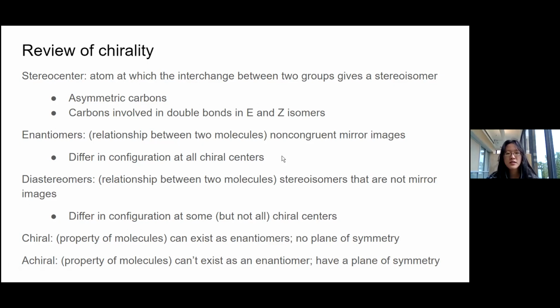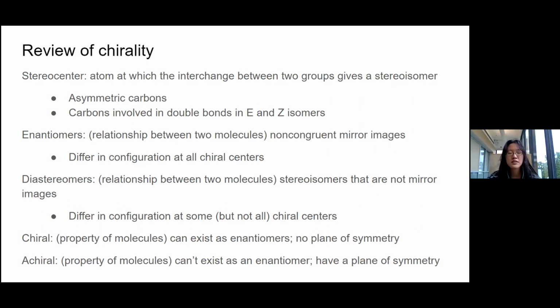An enantiomer, I'm going to stress this, is the relationship between 2 molecules, where one has a non-congruent mirror image. So an enantiomer is kind of like a twin. You can't be a twin on your own. Saying that someone is a twin implies a relationship with someone else. It's similar for enantiomers, and also the same thing with diastereomers. That's a relationship between 2 molecules that are stereoisomers, so not the same molecule, but they are not mirror images.